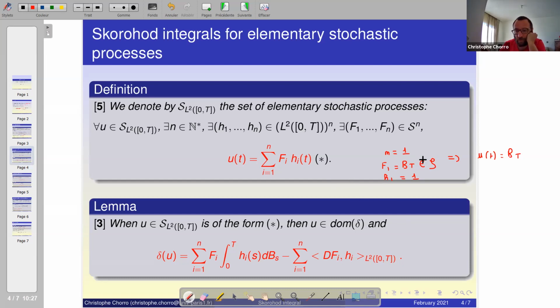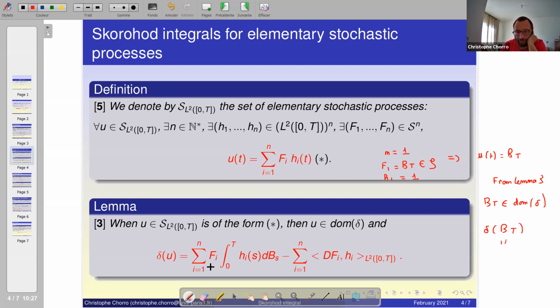So this one belongs to the domain of delta. So from lemma 3, B capital T belongs to the domain of delta. And if I want to compute delta of B capital T, I have simply to apply this formula, in the case where n equal to 1, f1 is equal to B capital T, h1 is equal to 1.